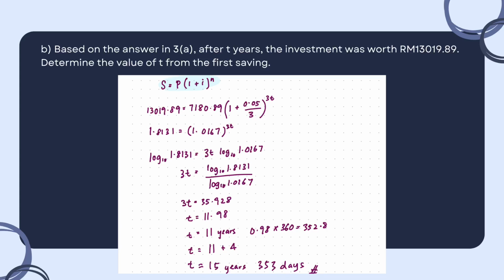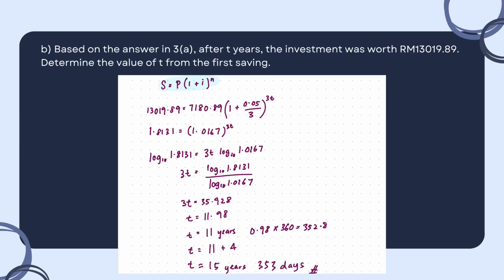Determine the value of T from the first 7. So we have to use the formula S equals P multiplied by 1 plus I with the power of n. So our S is 30,090 ringgit 89 cents, equal to our P which is 7,180 ringgit 89 cents, multiplied by 1 plus 0.05 divided by 3 with the power of 3t.